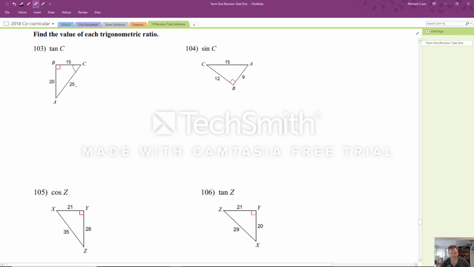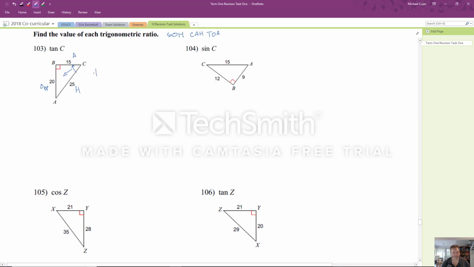Across from the right angle is the hypotenuse. C is the angle I'm interested in, so I like to draw a little arrow across to remind me that's the opposite side. And adjacent means next to, so that's the adjacent side. Now what is the tan ratio? You will remember SOHCAHTOA. That's what helps us recall all the information we need to. So the tangent ratio of an angle is the opposite side over the adjacent side.